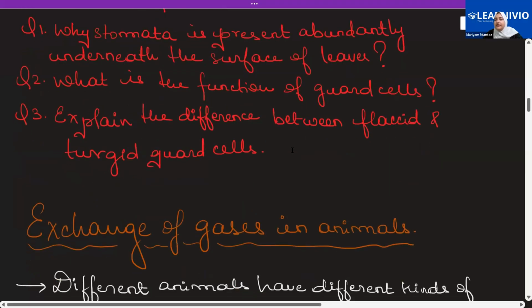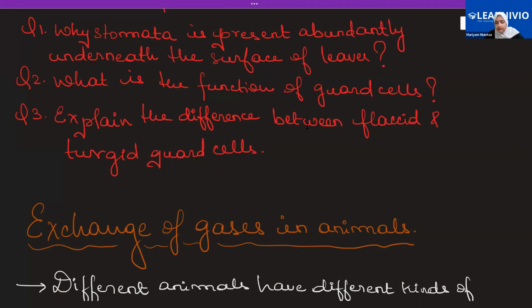And can you explain the difference between flaccid and turgid guard cells? When flaccid, they become shrunken, and when turgid, they are swollen. Very good. So any doubts up until now? Okay. So this was how the exchange of gases would take place in the case of plants.